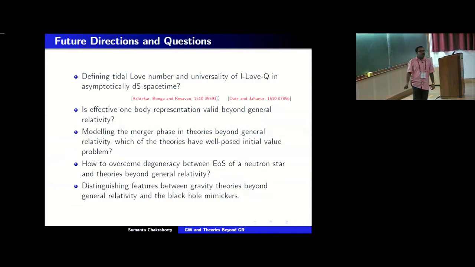Then in the post-Newtonian case, the effective one-body representation has been used quite routinely in the normal GW calculation, but the validity of that in beyond general relativity theories, I don't think has been explored, so that also one needs to think about. Finally, regarding the merger phase in beyond GR theories, the main problem is the well-posedness of the initial value problem. Because only for general relativity is the initial value problem well-posed.